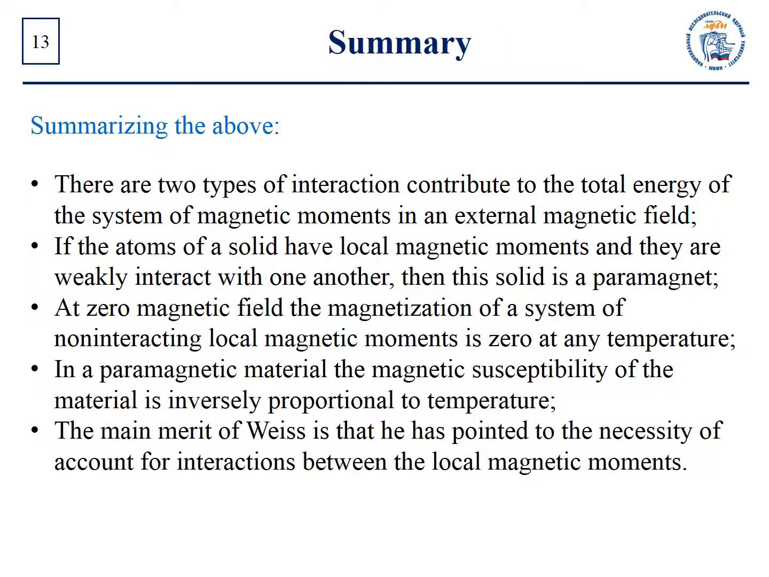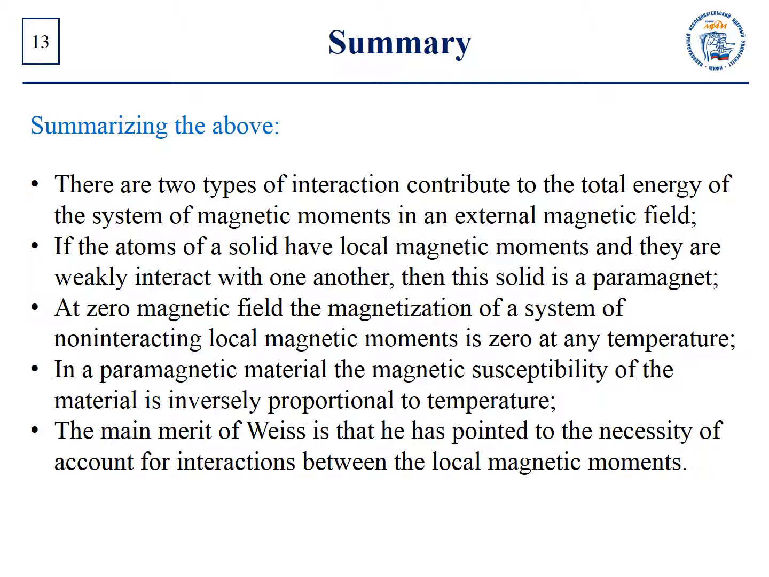What are the main conclusions of this lesson? There are two types of interaction that contribute to the total energy of the system of magnetic moments in an external magnetic field: the interaction of each magnetic moment with the magnetic field and the interaction of the magnetic moments with one another. If the atoms of a solid have local magnetic moments and they weakly interact with one another, then this solid is a paramagnet.